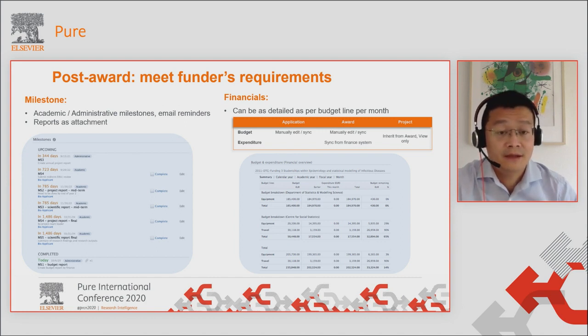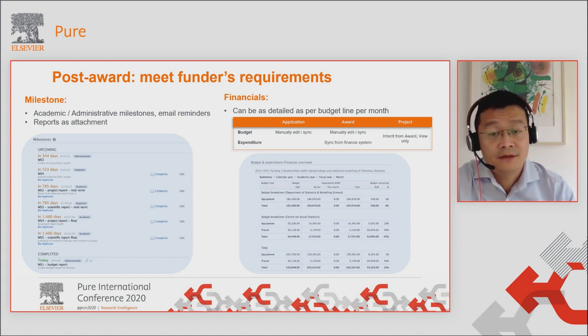Another important aspect is the financials. This includes budget and expenditures. Budget can be created and edited inside Pure, or it can be synchronized with an external system. This budget editing is only available for the content types application and award. For expenditures, it is only possible to synchronize from an external system. This is because usually the expenditure part is managed by the finance department using a dedicated system.